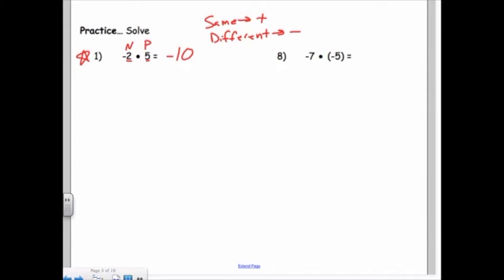Notice here I'm not asking about the players on the team anymore. Absolute value does not matter. It doesn't matter if there's more negatives on the team or more positives on the team. If signs are different, it's always negative. If signs are the same, it's always positive.